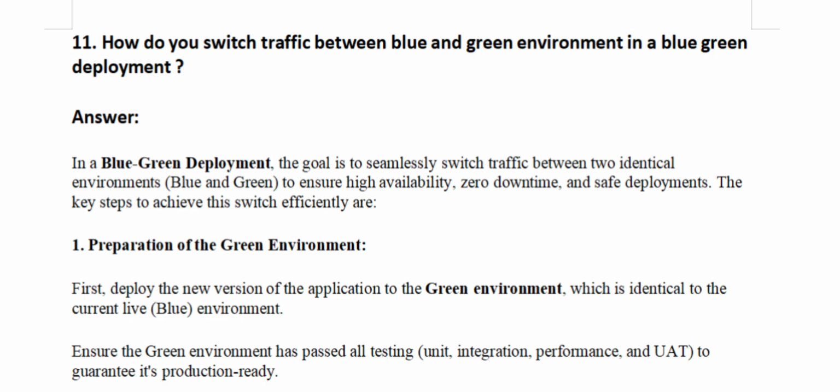The key steps to achieve this switch effectively are: first is preparation of the green environment. First, deploy the new version of the application to the green environment, which is identical to the current live blue environment. Ensure the green environment has passed all the testing, like unit testing, integration testing, performance testing, and UAT, to guarantee it's production ready.